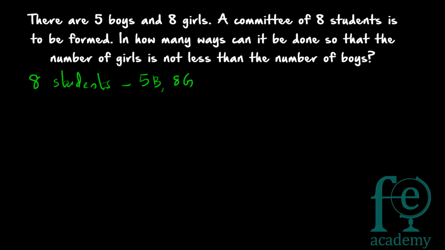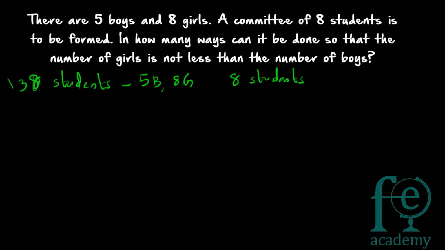Okay, there are not 8 students, there are 13 students in total, 5 boys and 8 girls, and you have to form a committee of 8 students. The condition is that in the committee formed, the number of girls should be equal to or greater than the number of boys. It is given that the number of girls is not less than the number of boys. So the number of girls should be either equal to or more than the number of boys.